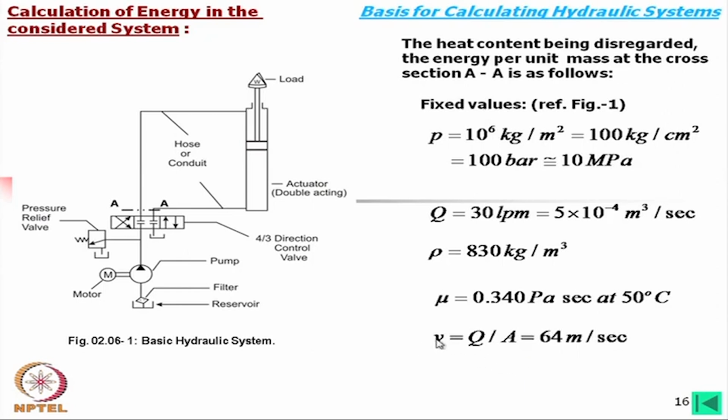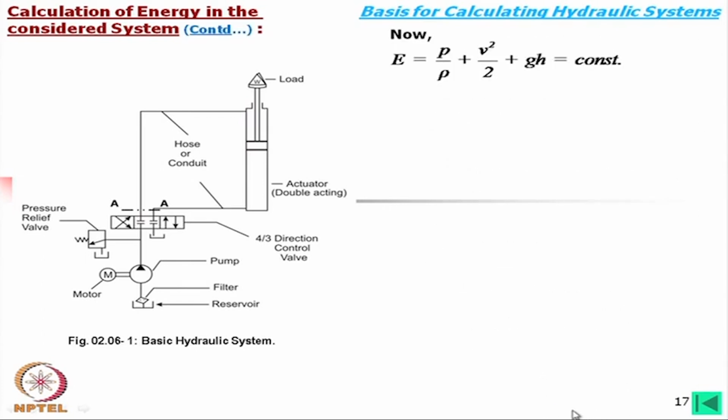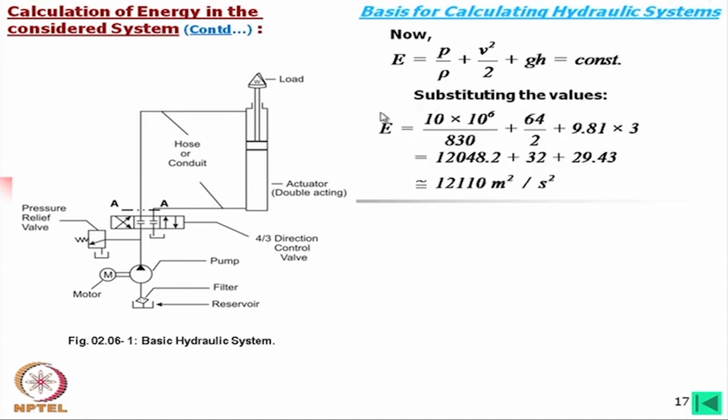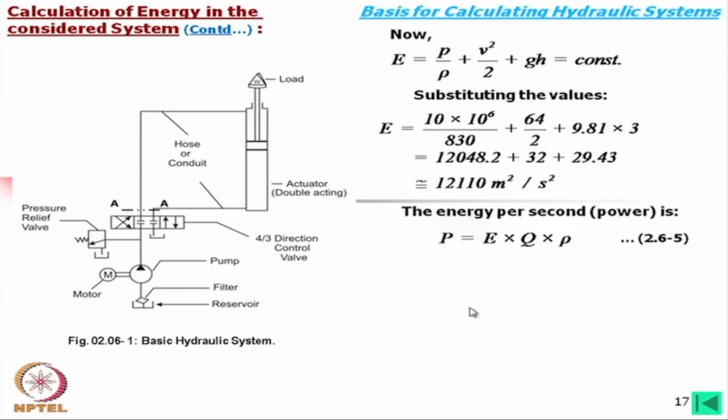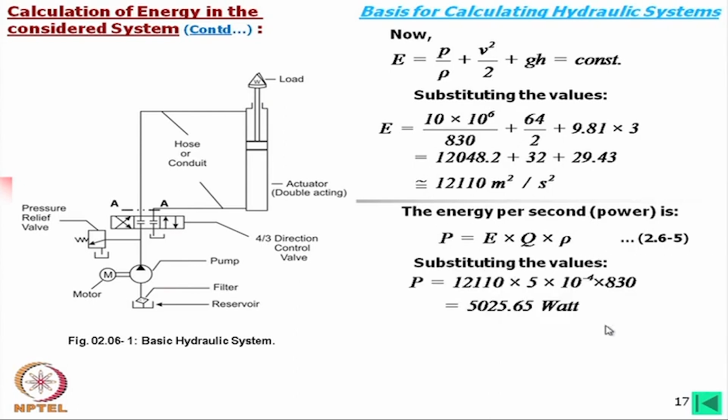Now, this V velocity, in this case it will come 64 meter per second, the A is not given, but this value is given. Now, on that basis, if you would like to estimate this value, then you can see this, just we have calculated substituting the values, and it has come this meter square per second square, and then the energy per second. Now, this in form of power, we can calculate this, and then it becomes 5025 watt.